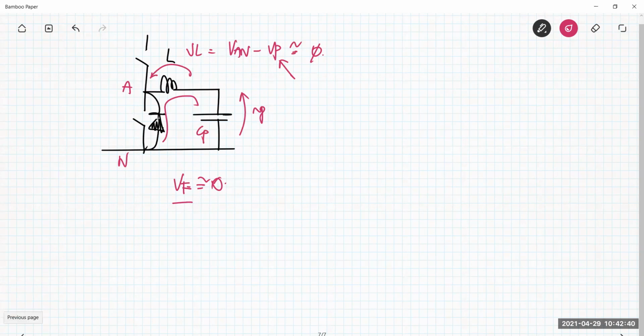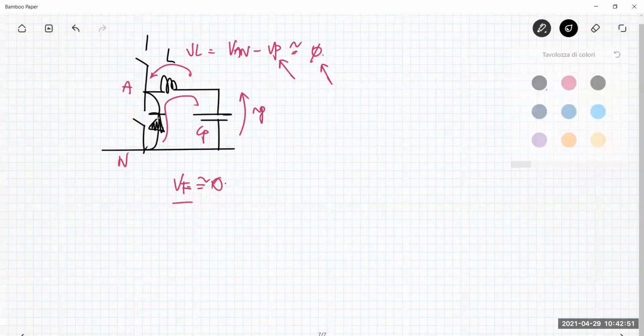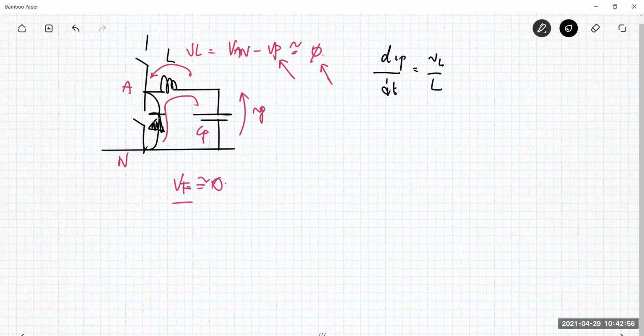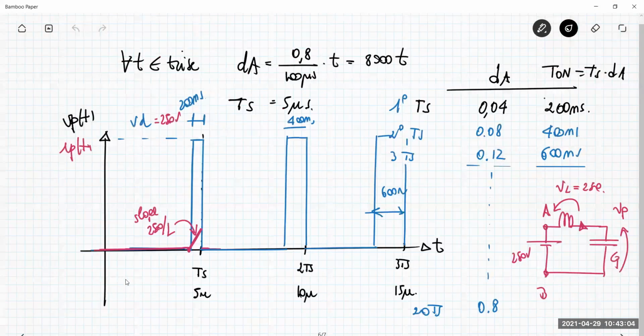So we can see that the voltage across the inductor is very low, almost negligible in this very simple computation. So that means that dIP over dT, which is VL over L, is almost zero. So it means that the current is constant. Here the current has a behavior which is almost constant. It's not really constant. Basically, it has a negative slope, but it's very small. So we can consider it as a constant.